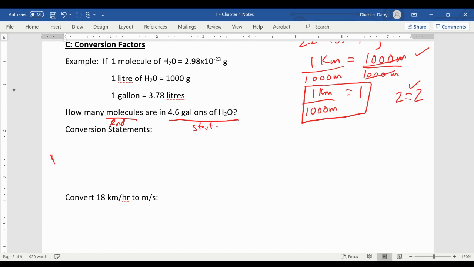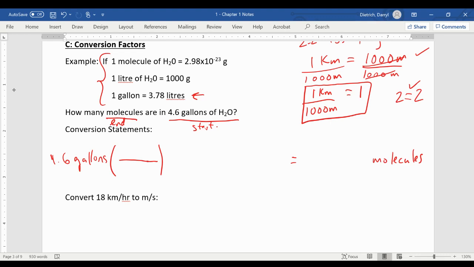So I'm going to start with 4.6 gallons of water. And then I'm just going to multiply by 1 a whole bunch of times. I'm going to end up with molecules when I'm done doing my unit conversions. This is a bit of a puzzle because we're going to use the information that's given to us up here. 1 gallon is equal to 3.78 liters. So if I put one of these numbers on top and one on the bottom, this thing in the brackets is just going to be equal to 1. And I can multiply 4.6 gallons by 1. I can multiply anything by 1 and not change it.